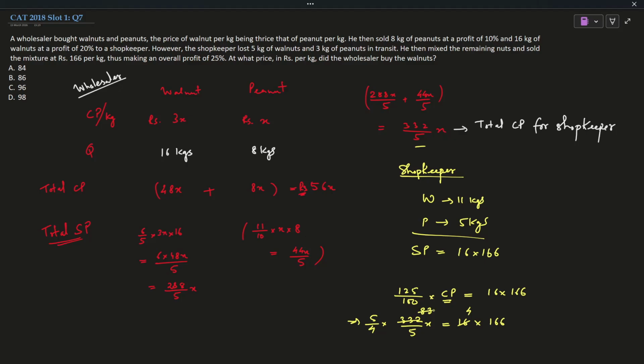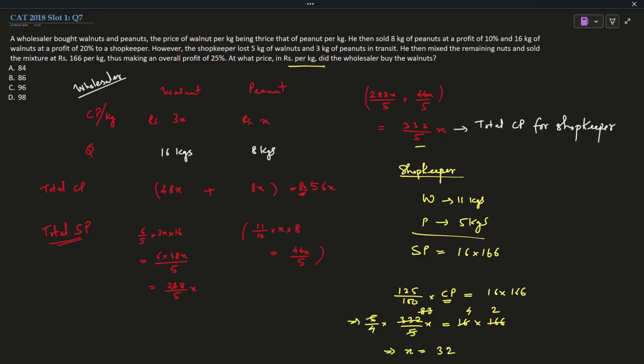Now 83 is directly, see, this will be 2, this is 5, right? So this 5 and this 5 will get cancelled. From here I can say x is equal to 32, right?